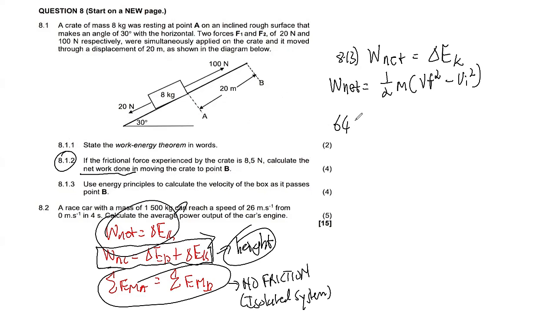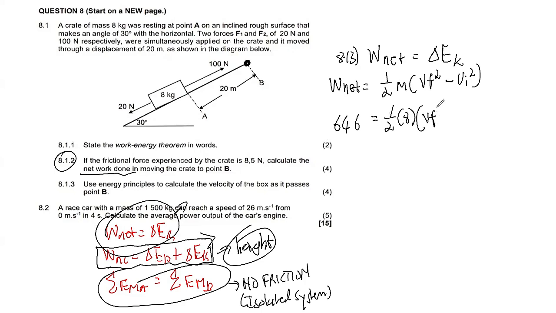So 646, right? And then here we have half. Our mass is 8. Vf, finally, that's what we are looking for, the velocity as it passes point B. So we are looking for the velocity at that point B, right?